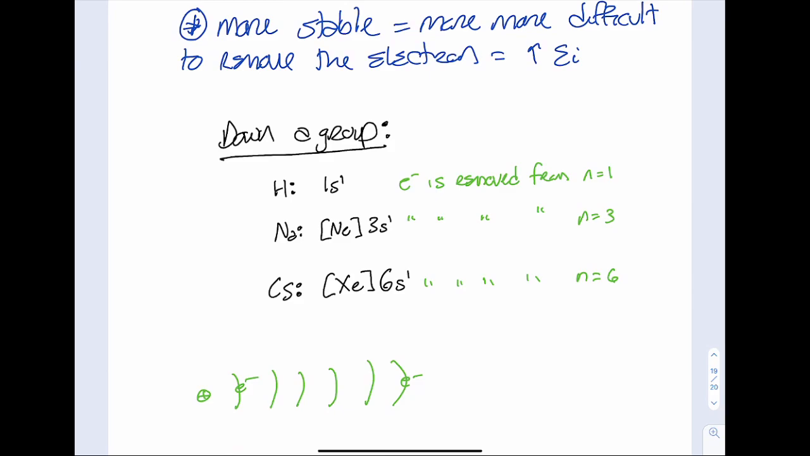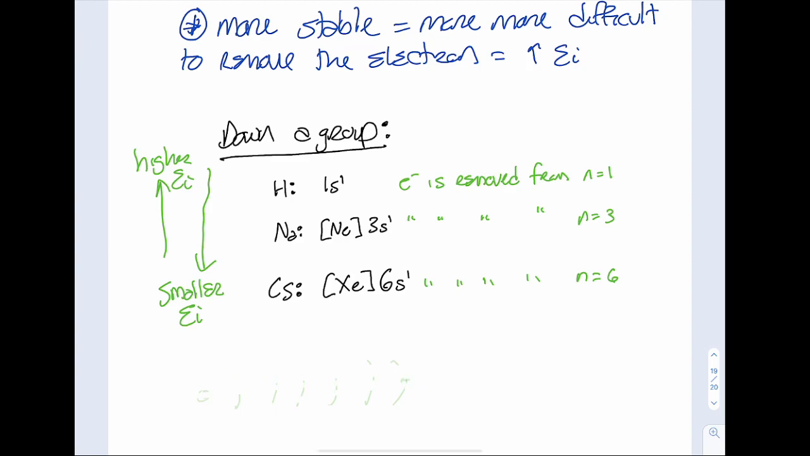So as I go down a group, I actually have smaller ionization energy, right? Electrons are not held as tightly. If I'm up here, I have higher ionization energy because the electrons are held more tightly, right? They're in a smaller energy level, smaller shell.